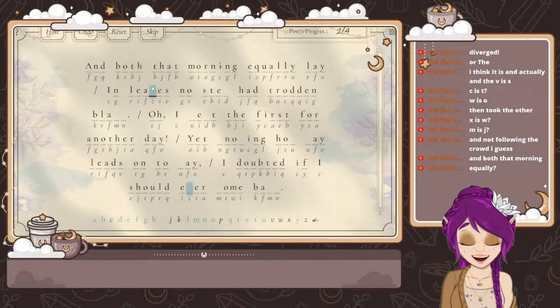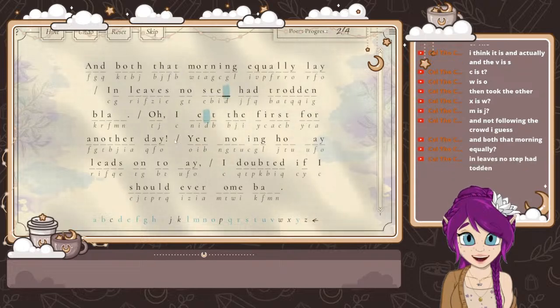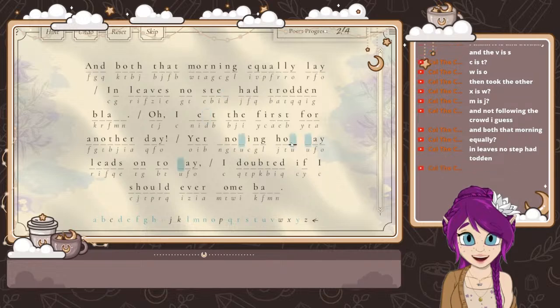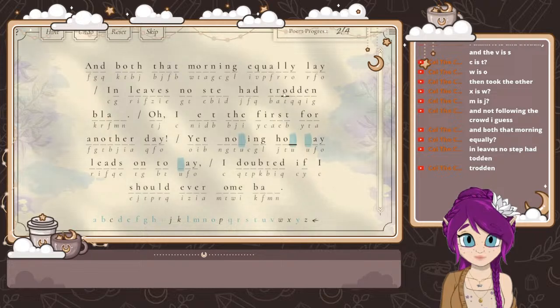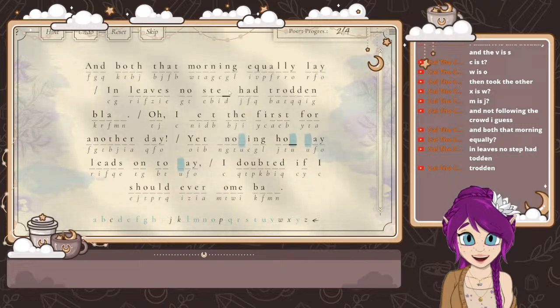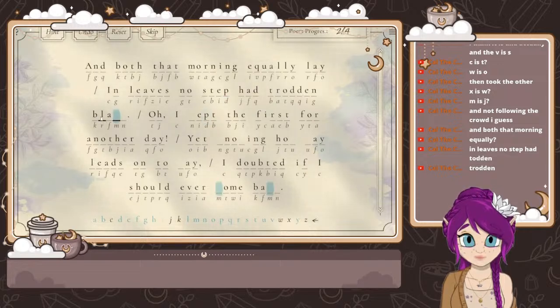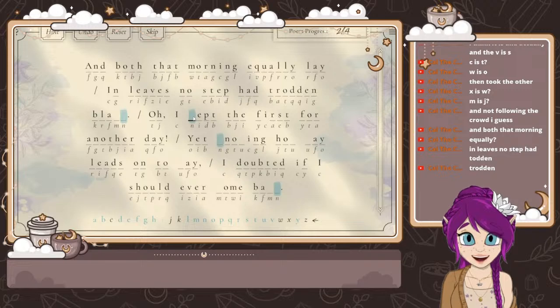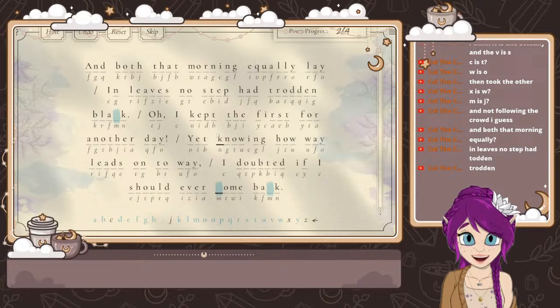Should ever? Leaves? No. In leaves? No. Oh, the first for another day. Yet. How? Trodden? Yeah, trodden works. And leaves, no step. Step. Ooh. Step has trodden. I don't know. I kept knowing. How way? Yet knowing.